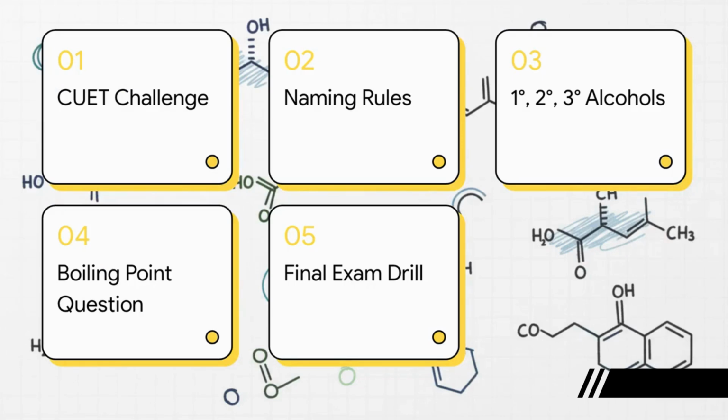So here's our game plan. We're going to start with the fundamental IUPAC naming rules, the basic language of organic chemistry. Then we'll nail the super important concept of classifying alcohols into primary, secondary, and tertiary. After that, we'll circle back and completely demolish that boiling point question, and then we'll wrap up with a quick exam drill to make sure all this information is fused into your brain for good.